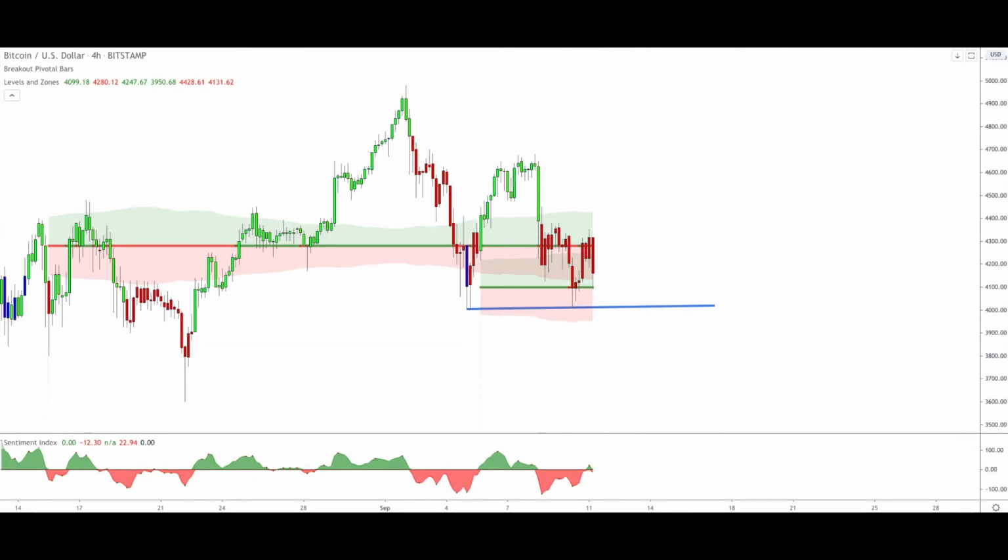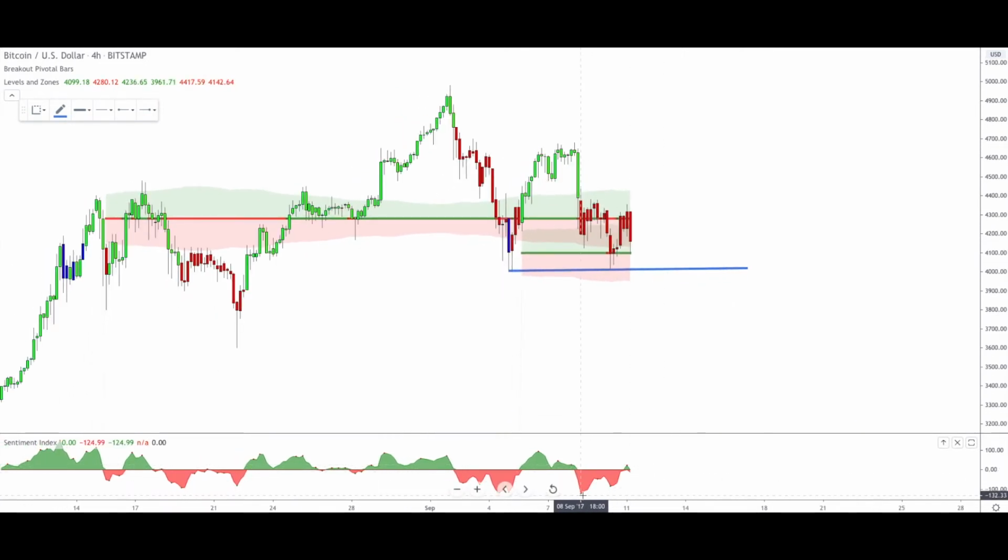The indicator that I'm using to confirm my setup is the sentiment index, right here. So we have, let me explain, three indicators right here, and by the way, if you want to test them yourself, you find the link in the description down below.